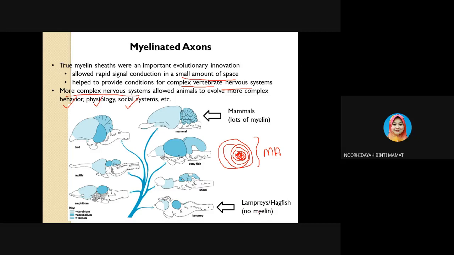For example, lampreys and hagfish don't have myelin sheath. But as animals evolved, mammals have a lot of myelin sheath. So mammals have a very complex nervous system, and when they have a very complex nervous system, they have more evolution of behavior, physiology, social systems, and so on.